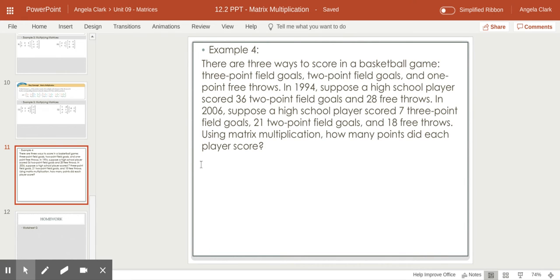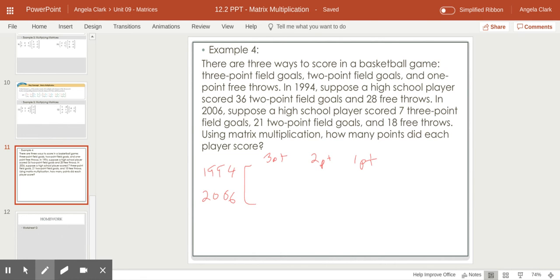So the way we're going to set this up is we are going to have a row per player and a column per type of shot. So I'm just going to label. We're going to call the first player 1994, and we're going to call the second player 2006. This isn't in our matrix. This is just labeling what our rows are going to be. And then our columns, we're going to have 3 points, 2 points, and 1 point. So this is just helping us label things to set up our matrix.